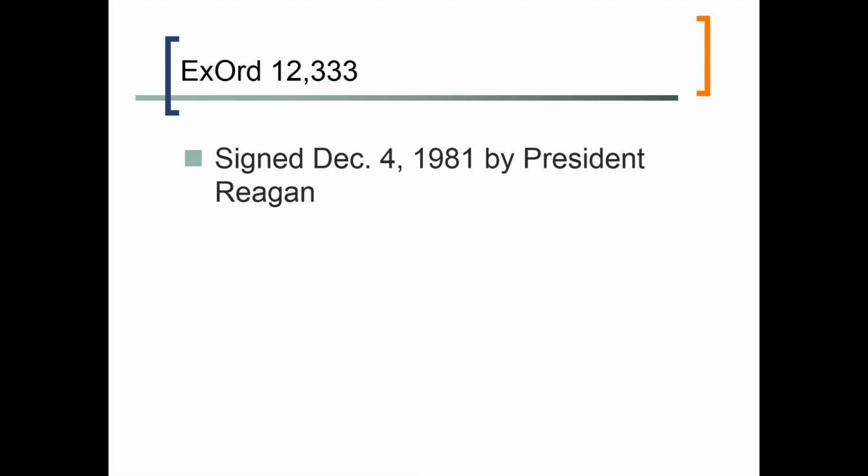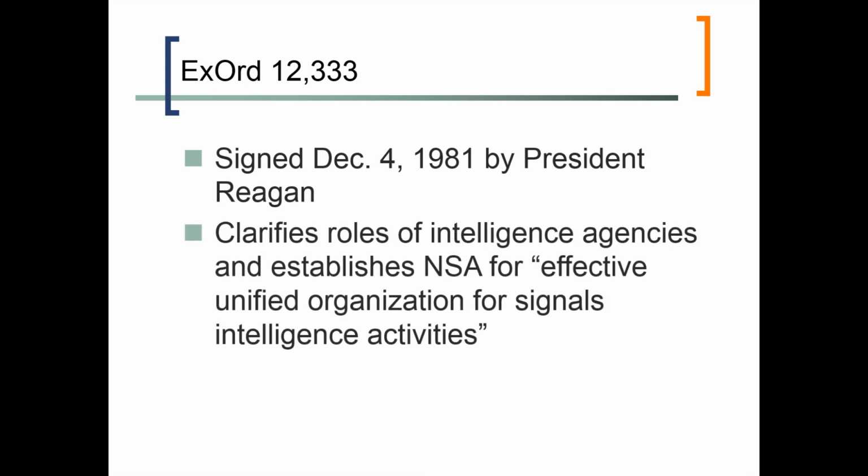This particular executive order goes back to President Reagan and the height of the Cold War. So what this executive order does is it tries to clarify and consolidate the roles of the United States intelligence services, and it establishes the National Security Agency, the NSA. And notice that the remit of the NSA is for the unified and effective organization of signals intelligence.